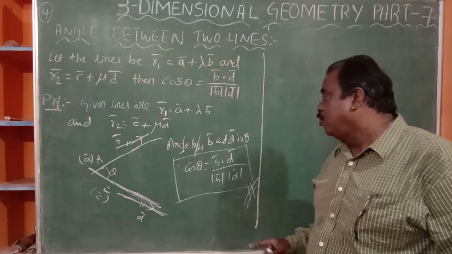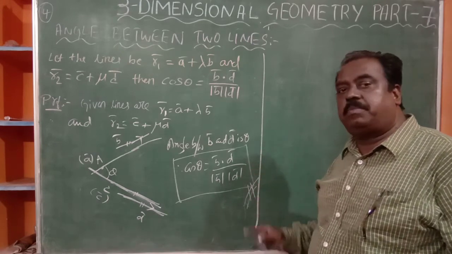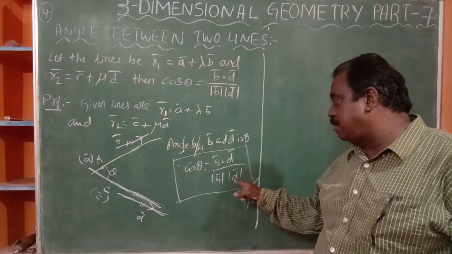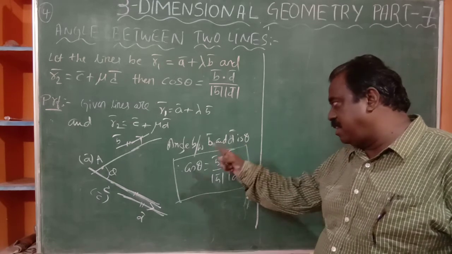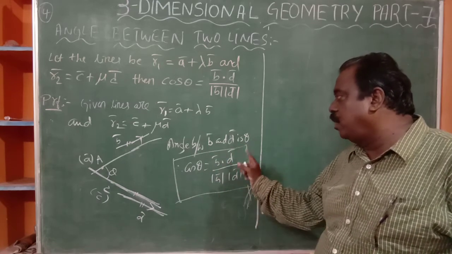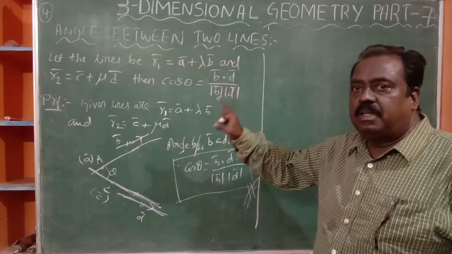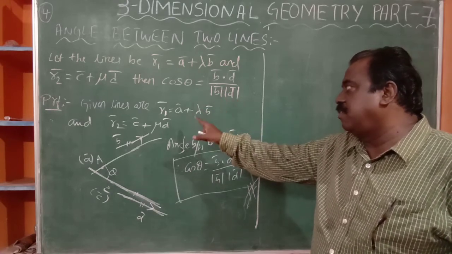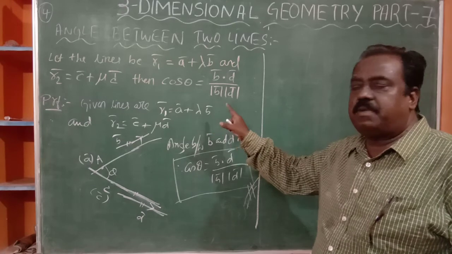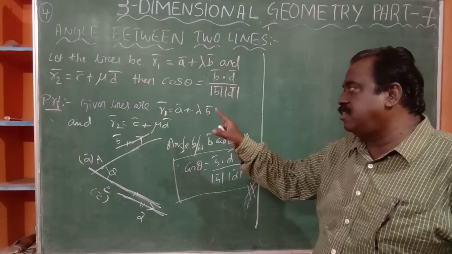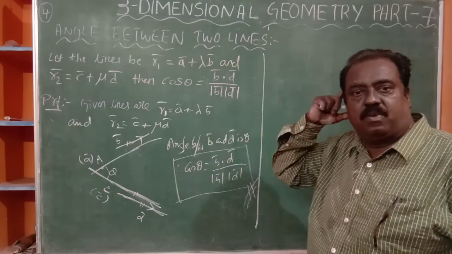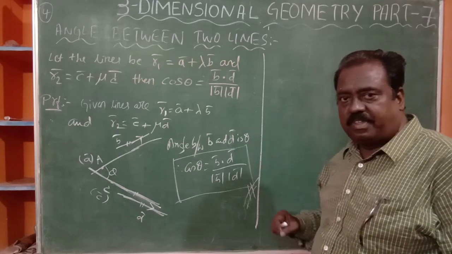So cos theta is equal to B bar dot D bar by modulus of B bar modulus of D bar. It is the angle between the two lines where the lines are given in the vector equations R1 bar is equal to A bar plus lambda B bar, R2 bar is C bar plus mu D bar. Okay? That is it.